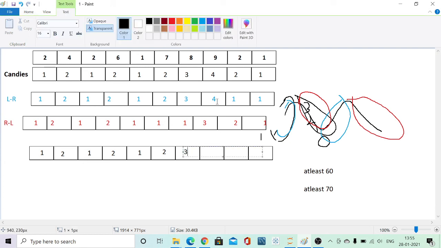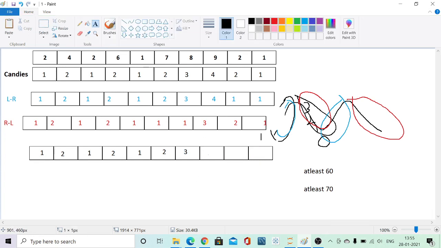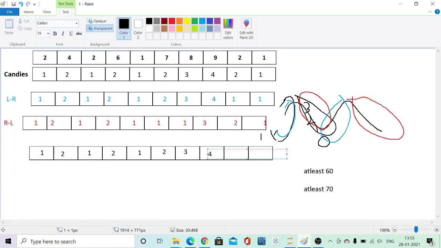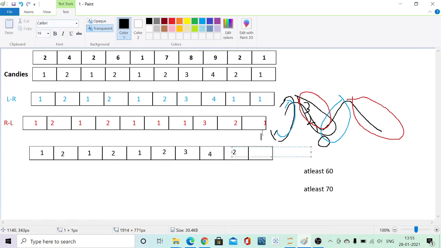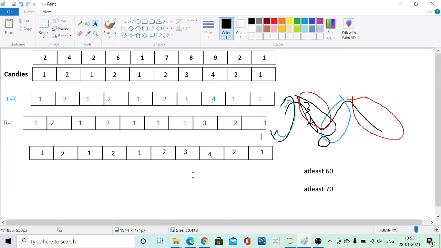So we will pick 3. Then we come to this place. Between 4 and 3, 4 is higher. So we will pick 4. Between 1 and 2, 2 is higher. We will pick 2. And between 1 and 1, both are same. So we will pick 1. Now if we see this array, this is similar to the original predictions which we make simply by looking at the array.